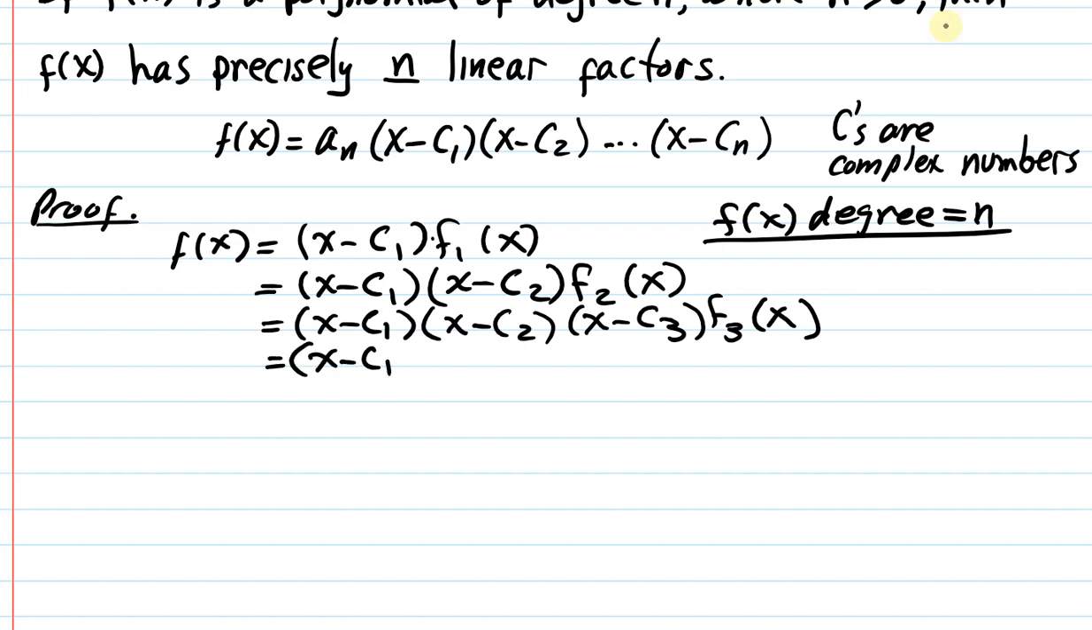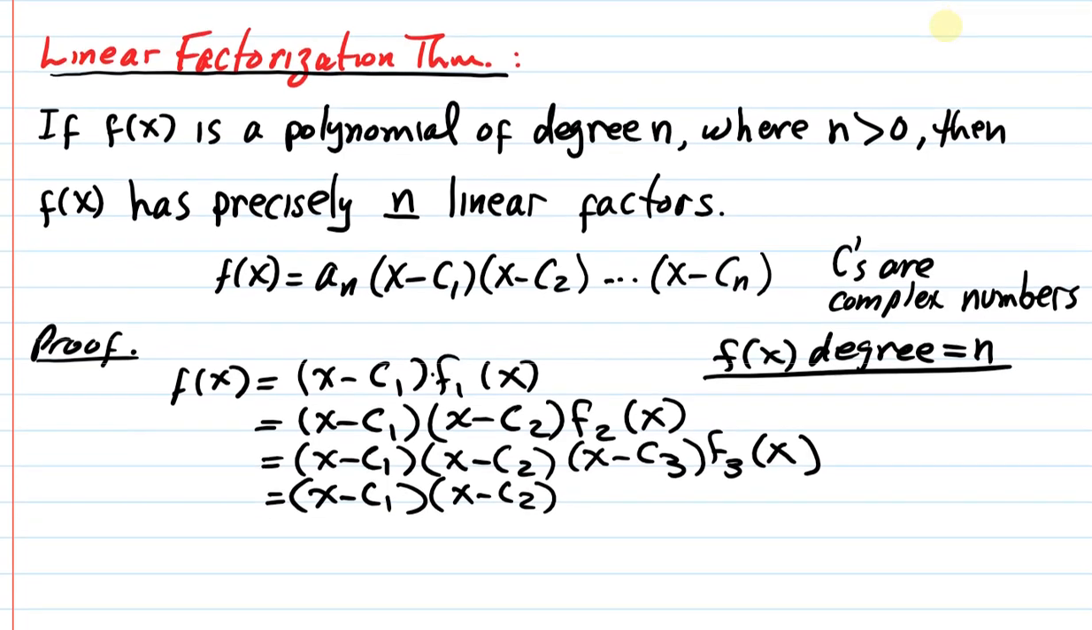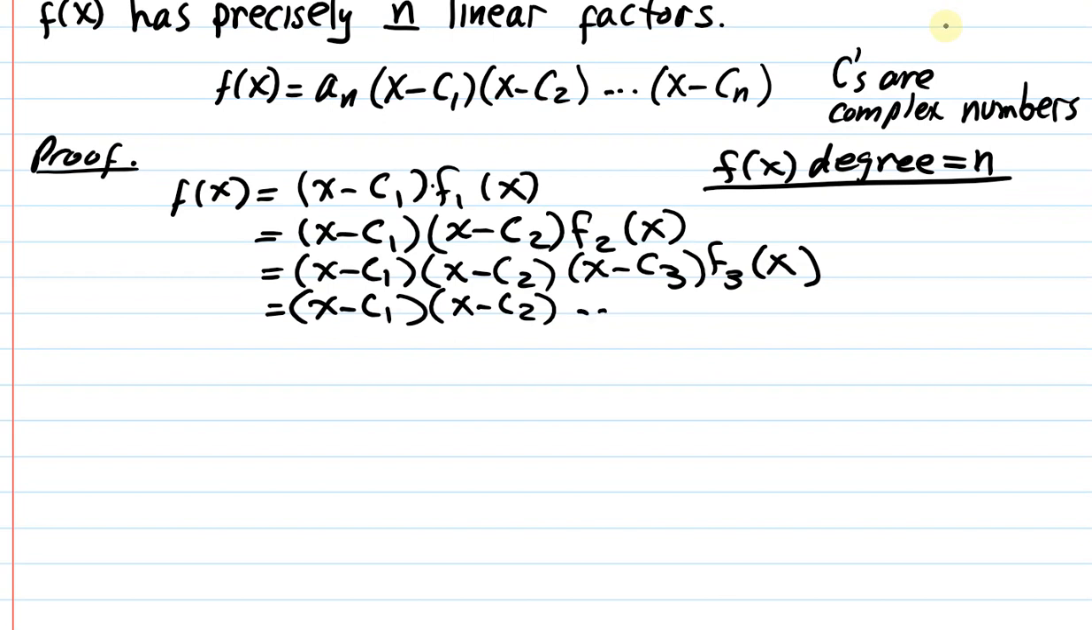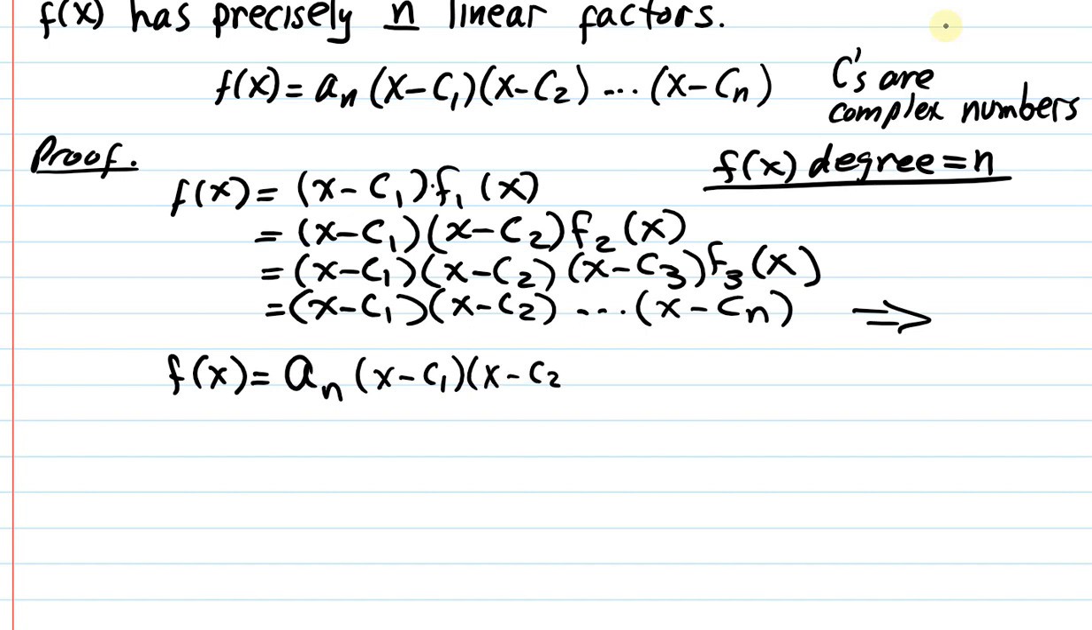So you see, the proof is really simple. Not the proof of the fundamental theorem of algebra, but the proof of the linear factorization theorem. So you do this over and over n times until you eventually get down to a linear factor. At that point, you've built up to that nth degree polynomial. So all we have to do now is attach the general constant leading coefficient. Therefore, we can write this as a sub n, x minus c1, x minus c2, all the way up to x minus c sub n.